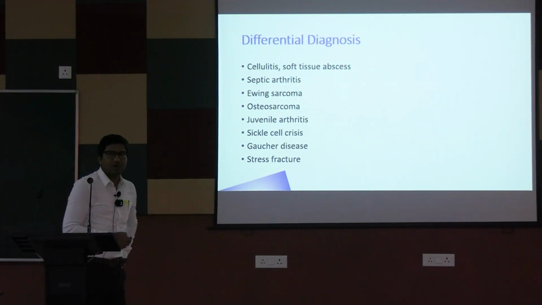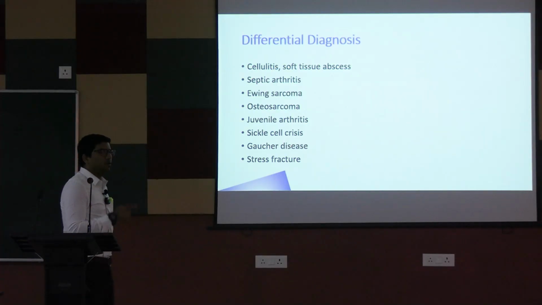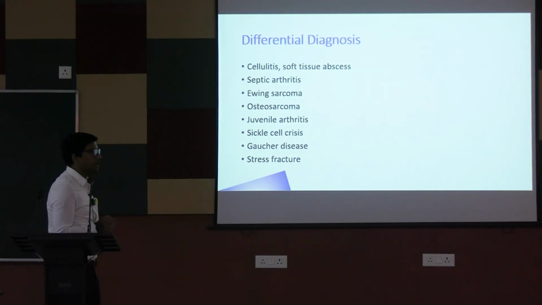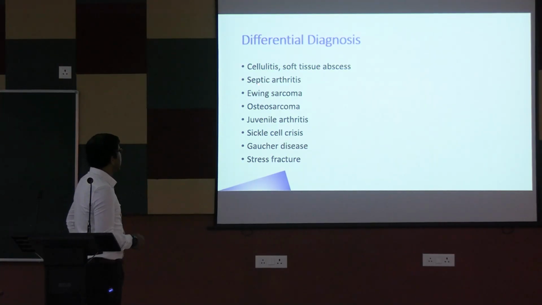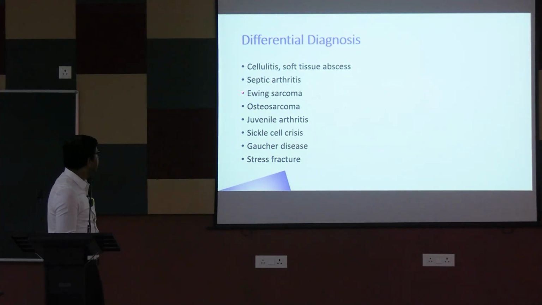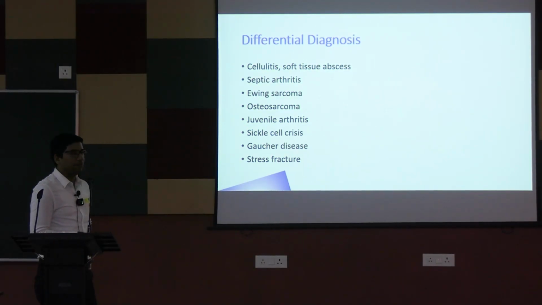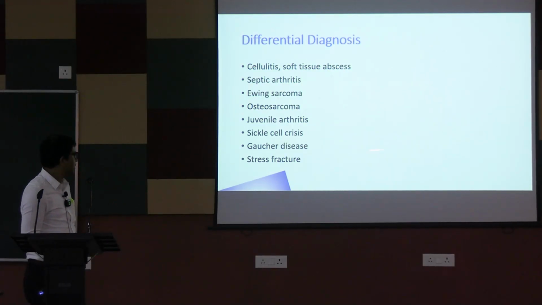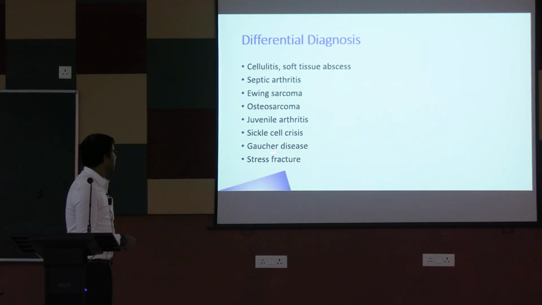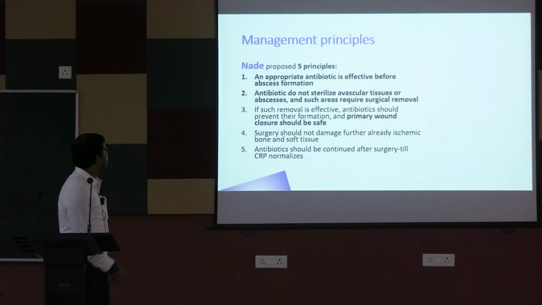So this differential diagnosis you have to keep in mind. Always keep a high index of suspicion, because you can't afford to miss the diagnosis of osteomyelitis. Cellulitis, soft tissue abscess, septic arthritis could present along with septic osteomyelitis. Some bone tumors, Ewing sarcoma and osteosarcoma, often present with features of osteomyelitis. Sickle cell crisis presents with acute bone pain and inflammation, and appears as osteomyelitis. And others, glycogen storage disease. So these are the differential diagnoses.